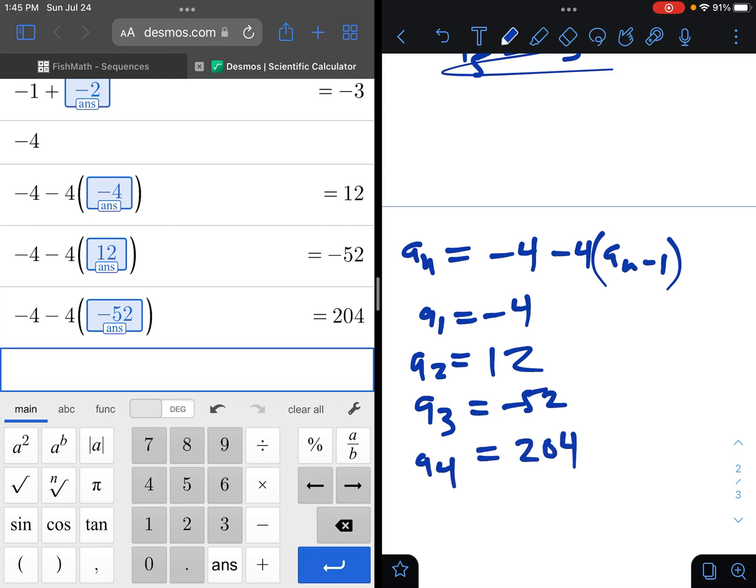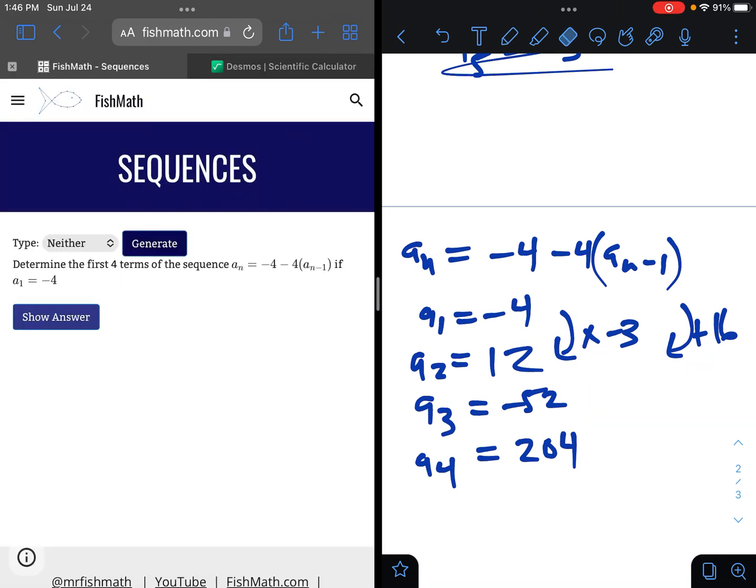So you can see this is definitely not arithmetic. It's also not geometric. This would be times -3 if it was geometric. It would be adding 16 if it was arithmetic, and neither of those work for the next steps. You can tell it's neither one for this relationship, but it is a recursive formula, and let's make sure I got it right. There it is.